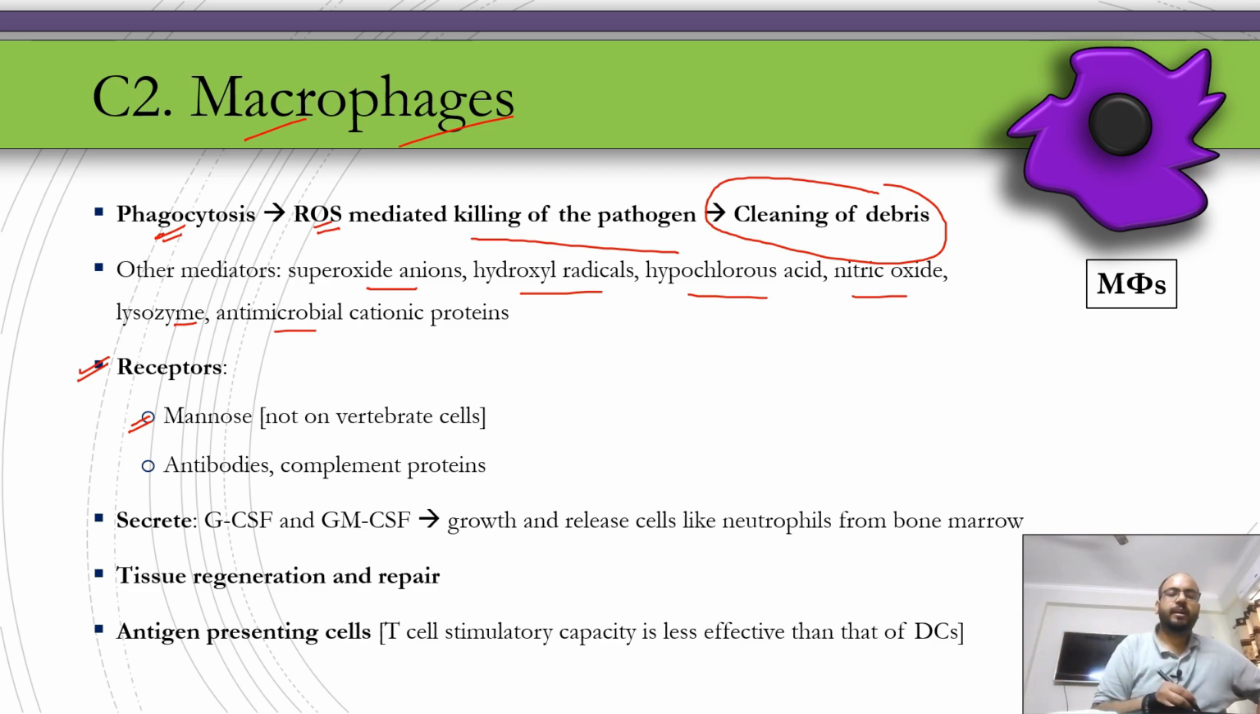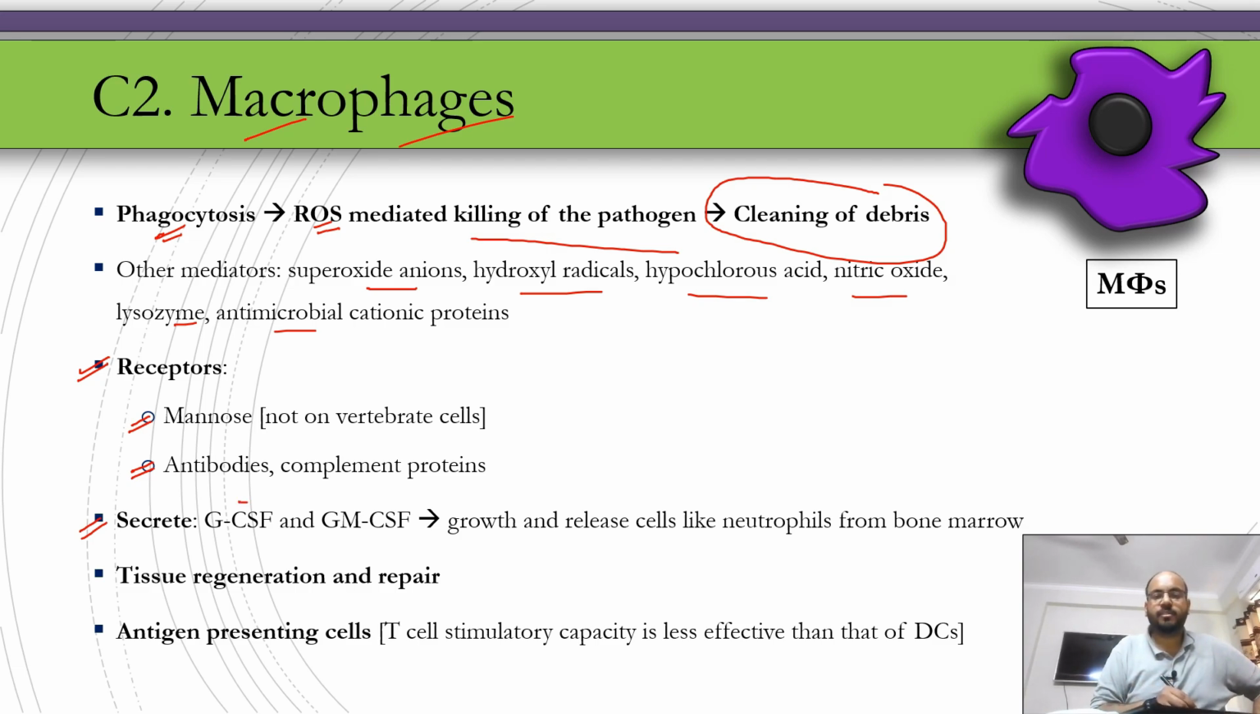Okay. Other receptors include receptors for antibodies and complement proteins. So macrophage activation can happen via mannose, via antibodies, or via complement proteins. It can have different sources of activation, and once activated, the macrophage will come and keep on eating all the debris and finish it off. Clear?